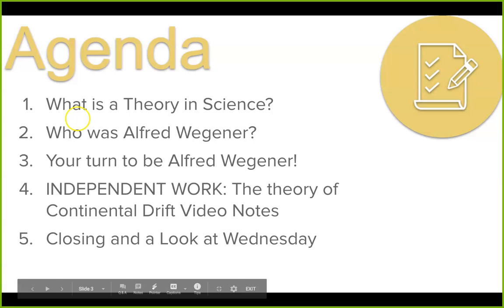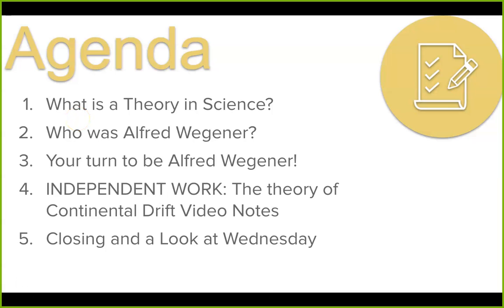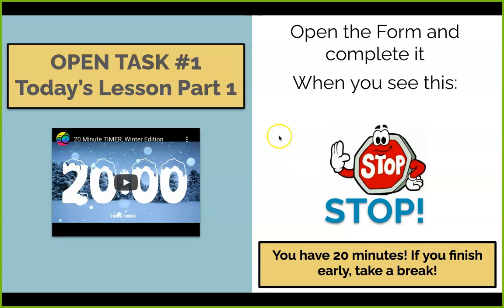So we're going to look at what his theory was, and then what evidence he had to support that. Here's our agenda now of what you're going to do. We're going to talk about what a theory is in science and who Alfred Wegener is, and you will do that independently. You will open up task number 1. It is a Google form. It has a couple of videos in it. You're going to complete that Google form. It should take you right around 10-15 minutes, so you have 20 minutes to do it.